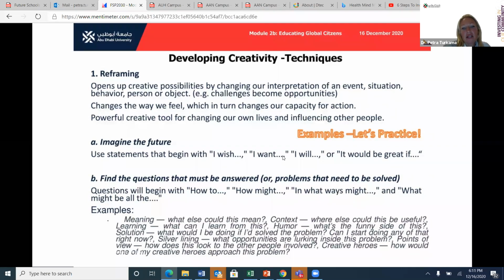And find the questions that must be answered. So are we, again, answering the right questions? Are we even asking the right questions? So there are some examples on that.